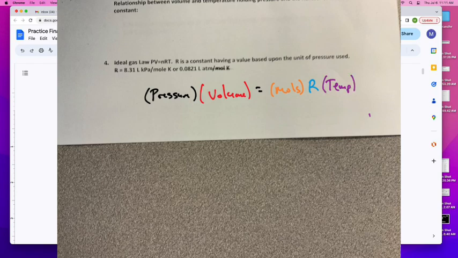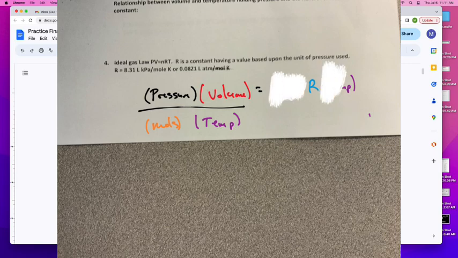All right? Then if we take those things that we know how to measure, pressure, volume, moles, and temperature, and we collect all of those terms into one space. Okay? So we're going to end up doing that division process. Moles are going to now be on the bottom. Temperature will also be on the bottom for us. And what we'd be left with is all of those together equals R. Well, what is R?